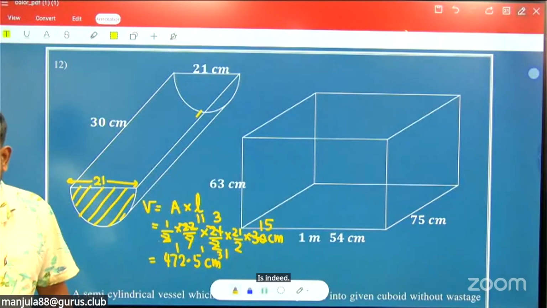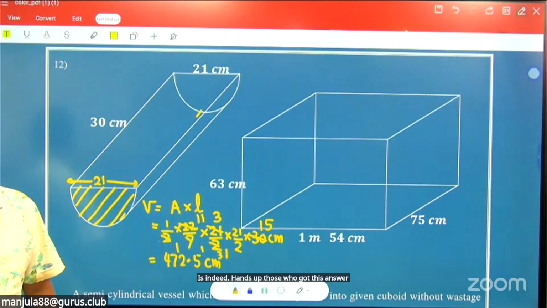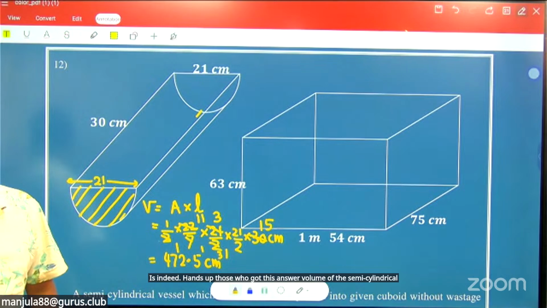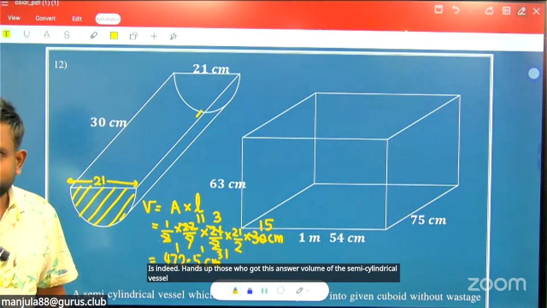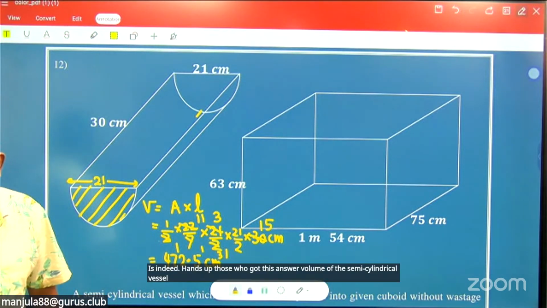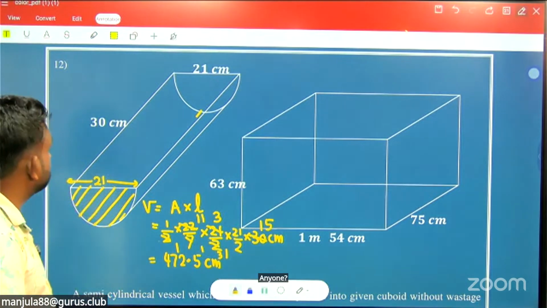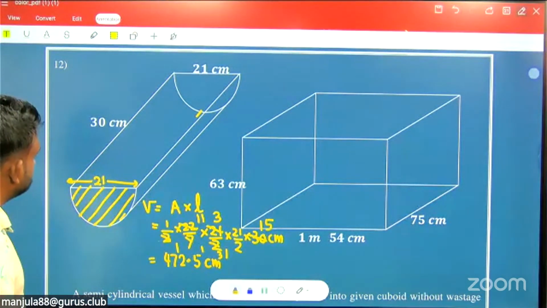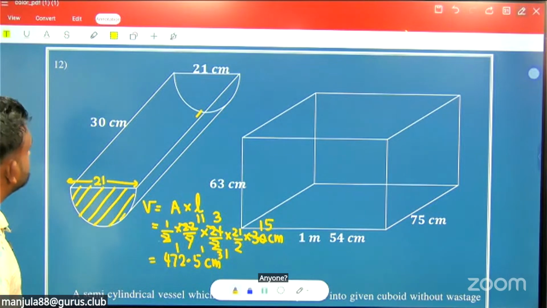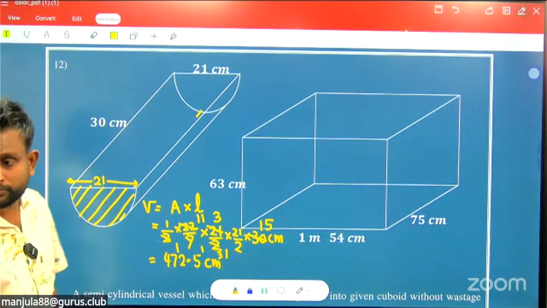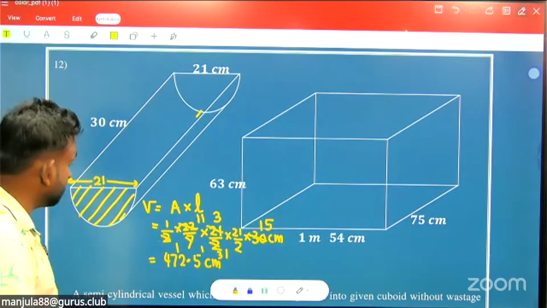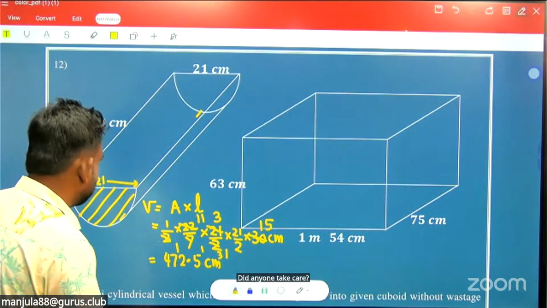Hands up those who got this answer. Volume of the semi-cylindrical vessel. Anyone? Did anyone get it here?